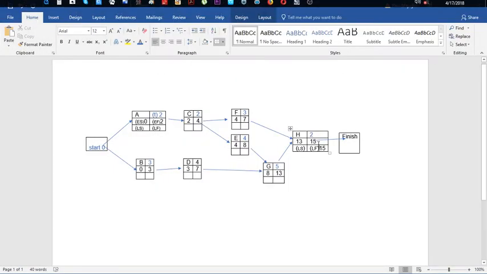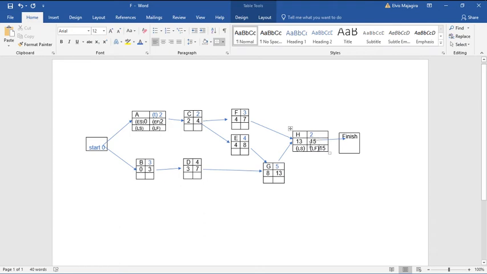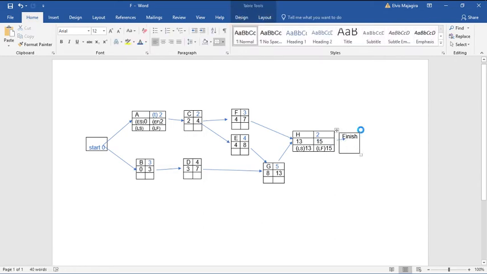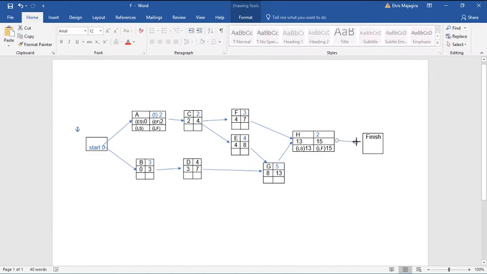Okay, 15 minus 2 was for our latest start. 15 minus 2, which is 13. Okay, so 15 minus 2 gives us 13. So this 13 here is the one that's gonna go here and here, because we're going back.